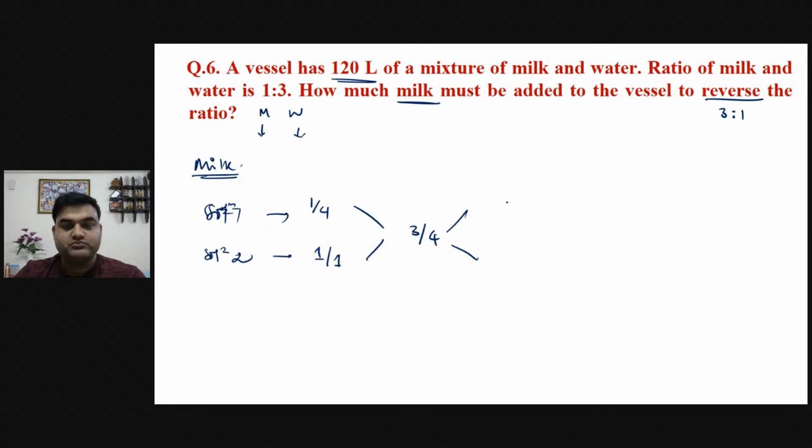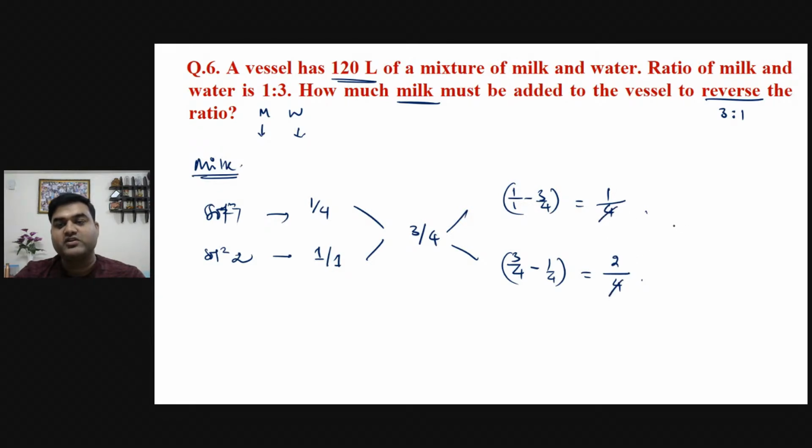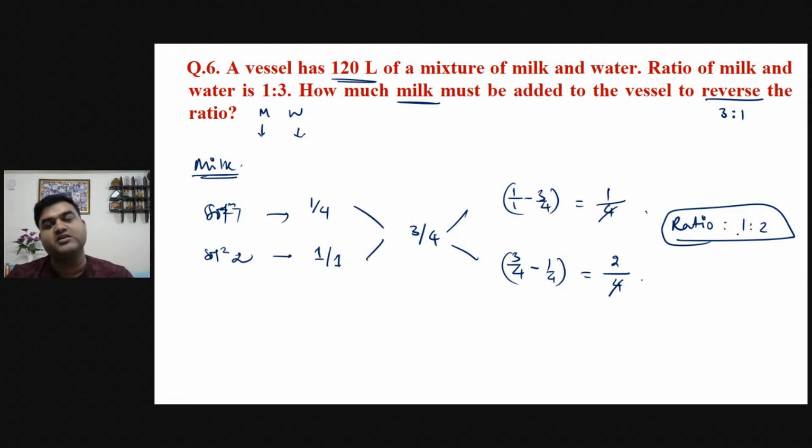Now let's see. This is 1 minus 3 by 4, which is 1 by 4. And this becomes 3 by 4 minus 1 by 4. Taking 4 as the LCM, it becomes 2 by 4. So the ratio is these two. Whenever the denominator is the same, cut it. So the ratio is 1:2. Why have we cut? Because this was the denominator, and the numerator also we can cut. So you have got the ratio.